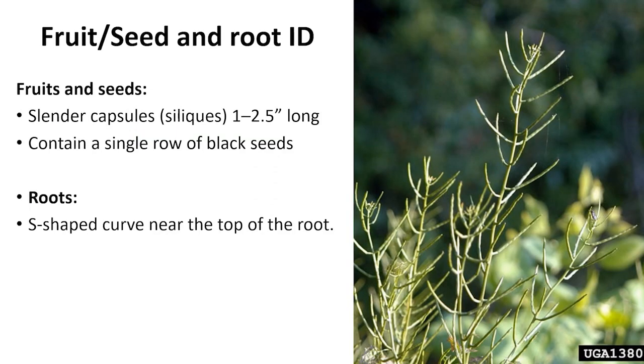And when plants produce fruit, they produce these slender capsules that we call siliques. They're actually quite long, 1 inch to 2.5 inches long, and as they mature, will contain a single row of black seeds in that long fruit pod. So that's fairly distinct. There's just a few other mustards that you might get confused with those siliques, but I think some of these characteristics will help us in differentiating between those mustards and garlic mustard. Often the root, if you pull up the root, will have a bend in it or an S-shaped curve, and so that can be a good confirming characteristic as well that you can use for identification.